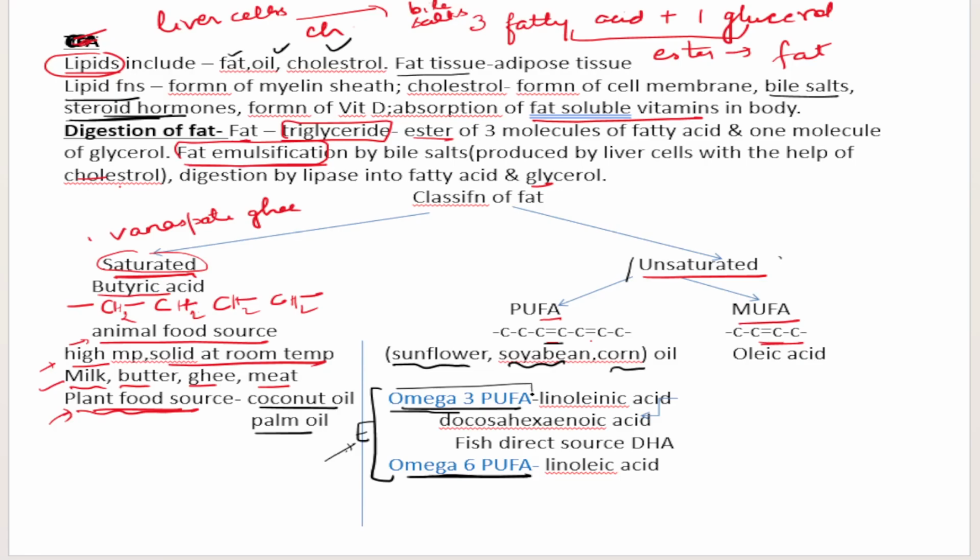Now omega-3 polyunsaturated fatty acid. An example of omega-3 polyunsaturated fatty acid is linolenic acid. And this linolenic acid is converted by the body into DHA, docosahexaenoic acid. And fish is a direct source of DHA.